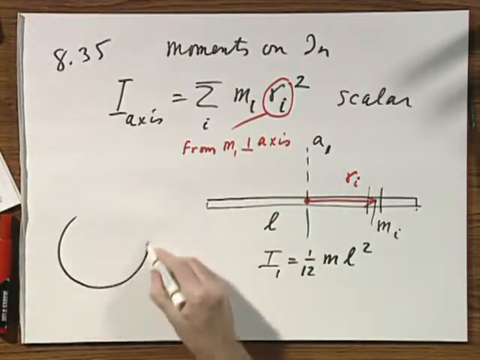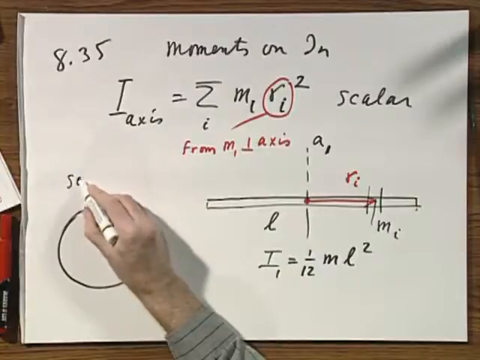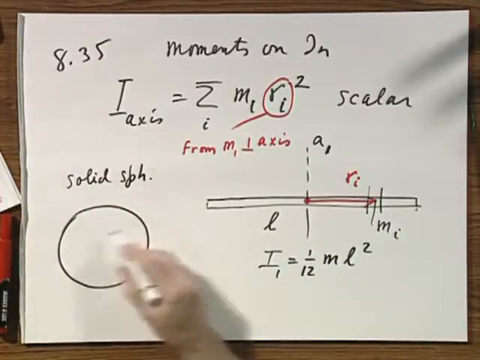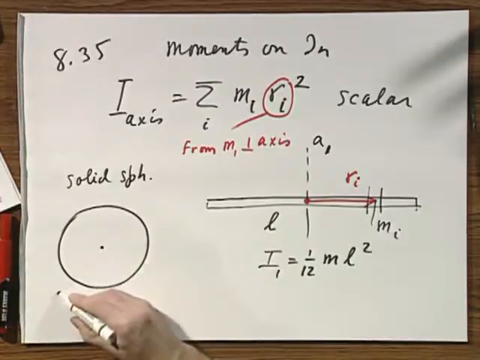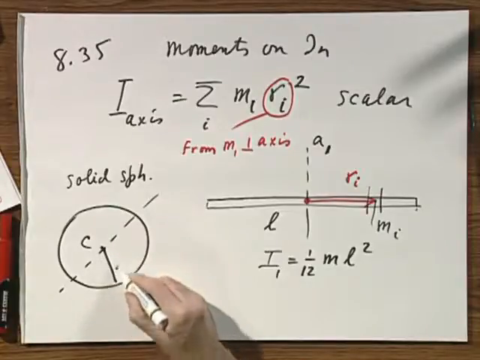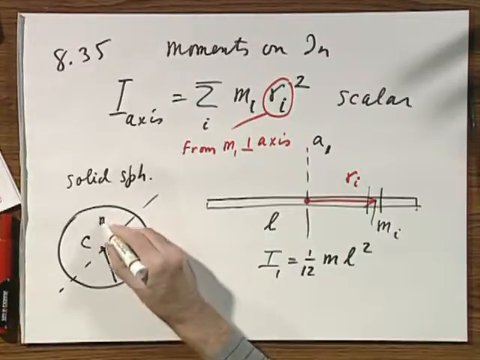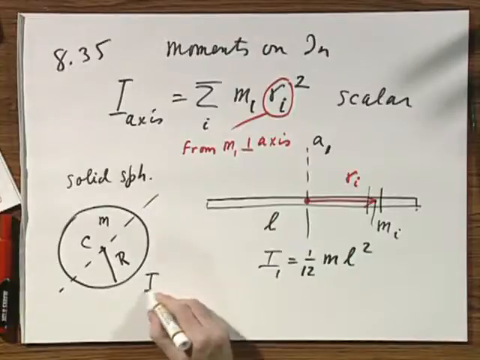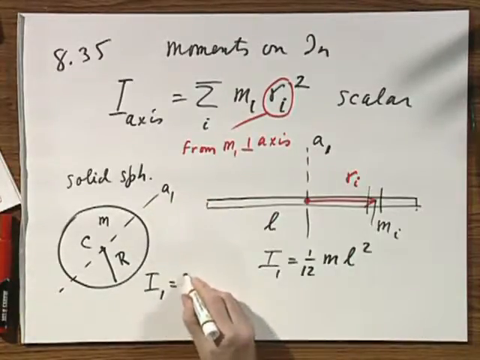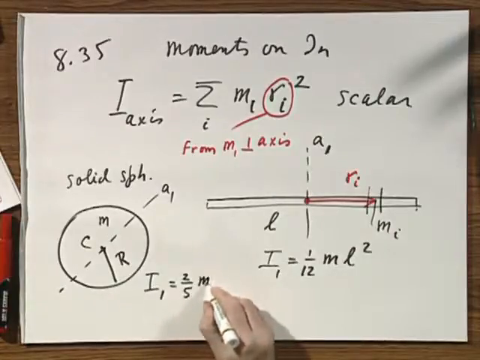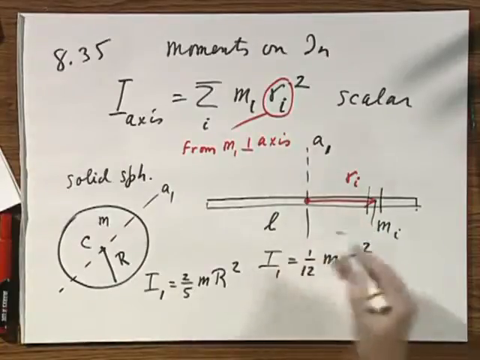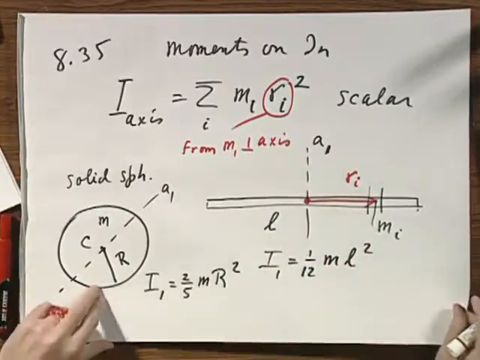If you had a solid sphere, and the mass is uniformly distributed, and I take an axis of rotation right through the center, and it has a radius r and a mass m, then let's call this axis A1, then I1 equals 2/5 m r squared. You don't want to remember these things, you can look these up in tables, and you have some of the tables in your book.